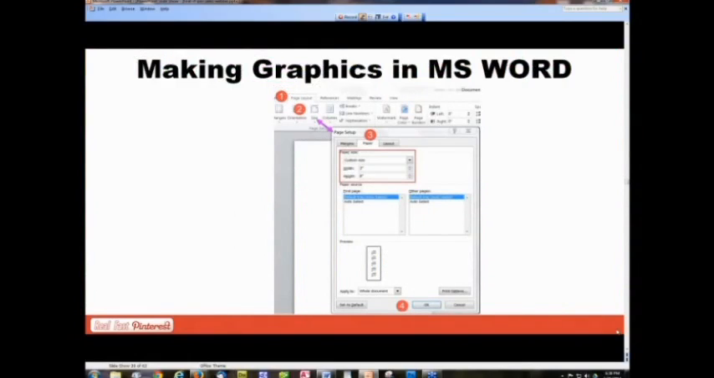The first thing you do is you set up your page so that you have the right width and height that you want, like in this case 3 inches by 8 inches. That's a nice height. It'll translate well into Pinterest.